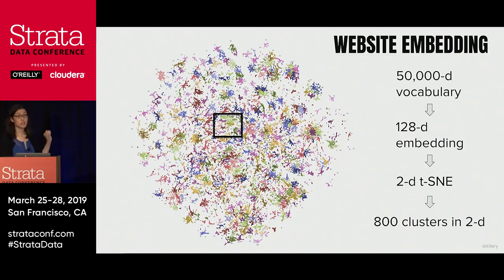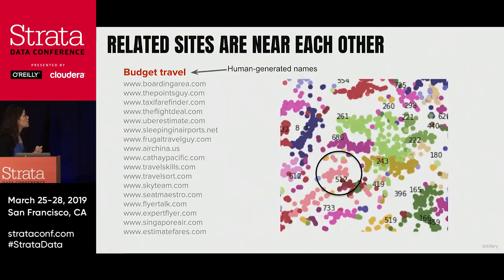So I'm going to zoom into this one particular box here. And the punchline is it really works. It's so cool. If you look, all these websites are in this pink salmon colored cluster there. And they're not just websites about travel, they're websites about a particular type of travel, right? So boardingarea.com, thepointsguy.com, flightdeal.com, frugaltraveldeal.com. These are people who are not just thinking about travel, but they're thinking about how to stretch their dollar while traveling. It's very specific.